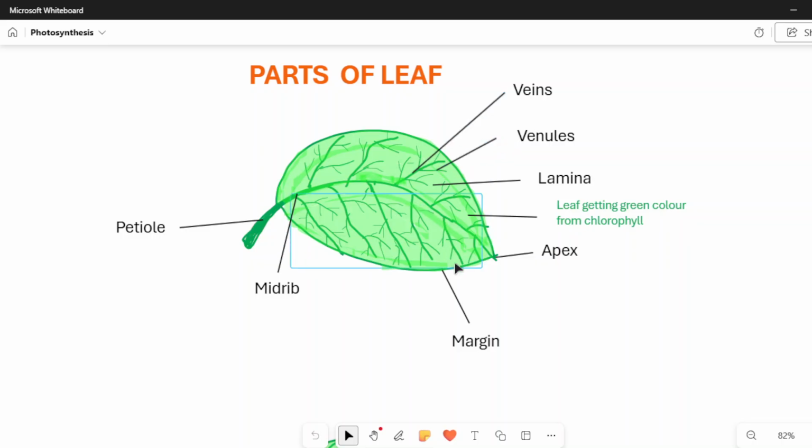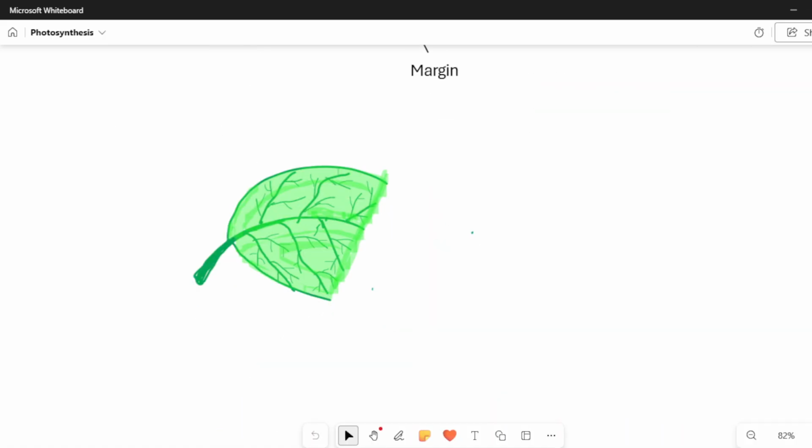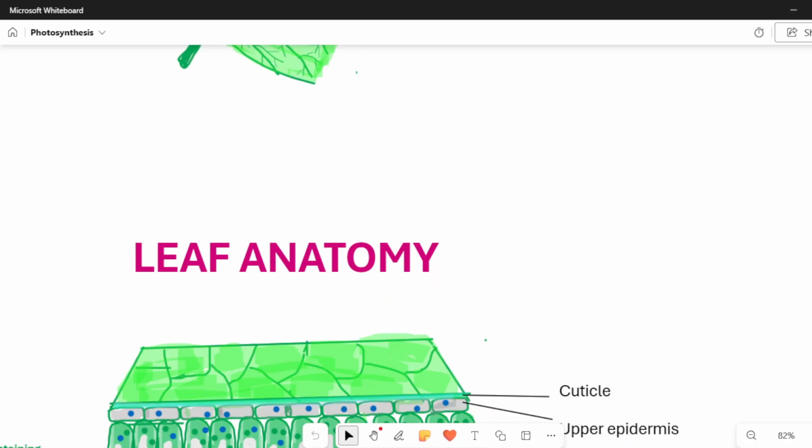See this one. The same veins are used for the transportation of manufactured glucose. So from all these veins, the glucose is carried back to this petiole and to the plant stem, and it goes to the roots. So till there you would have understood.